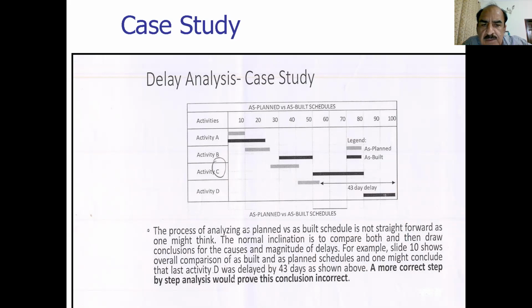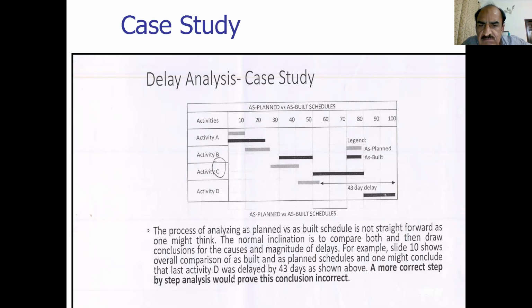If you look at activity D, it was supposed to be finished on the 55th day, started on the 45th day and ended on the 55th day, but as a matter of fact, it was delayed. So if we look at the end of activity D, the last activity which was supposed to be finished by the end of the 55th day was, as a matter of fact, finished in something like the 100th day.